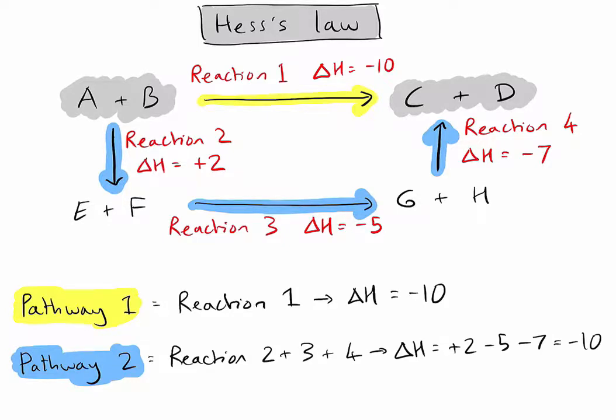What you'll notice once you've added those together is that both pathways lead to the same overall enthalpy change, in this case -10. And Hess's law states that this is always the case. The enthalpy change of a chemical reaction is independent of the route taken, meaning I can take many different pathways to get from one place to another, but overall the enthalpy changes will be identical. Let's now have a look and apply this to a second example.